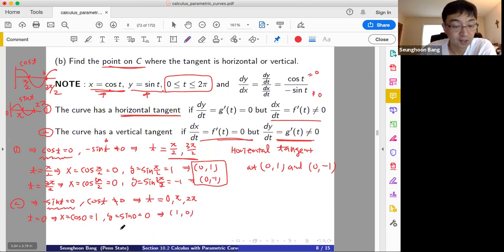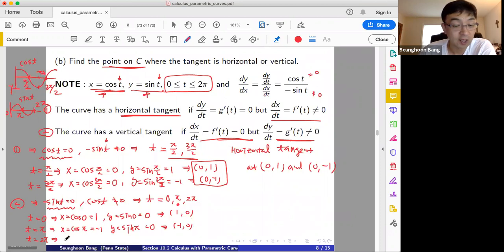Next, you plug in t equals pi. Cosine of pi, sine of pi. So we have x equals cosine of pi, which is negative 1. Y equals sine of pi, the answer is 0. So that is exactly the point negative 1, 0.